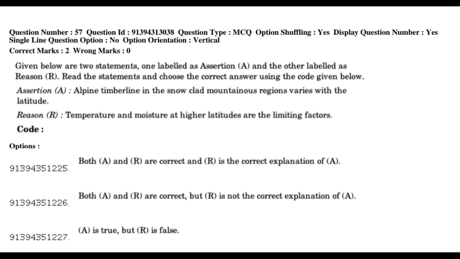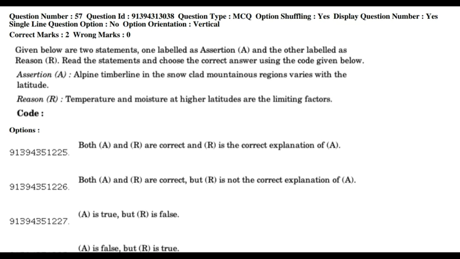Then one more assertion and reason is given. Alpine timberline in the snow-clad mountain regions varies with the latitude. Temperature and moisture at higher latitudes are limiting factors. Both A and R are correct, and R is the correct explanation of A.